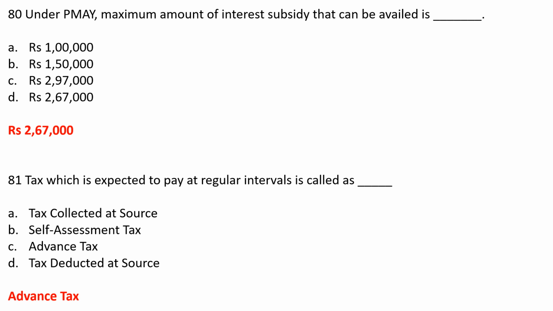Next, tax which is expected to be paid at regular intervals is called: option A, tax collected at source; option B, self-assessment tax; option C, advance tax; option D, tax deducted at source. The correct answer is option C, advance tax. Tax which is expected to be paid at regular intervals is called advance tax.